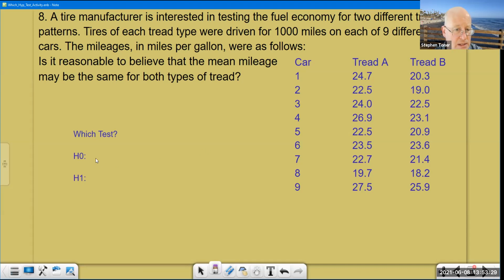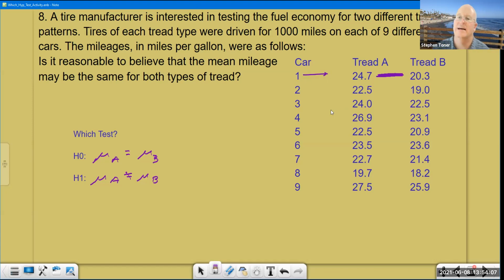Null hypothesis, mean for tread A equals mean for tread B. Alternately, it differs, not equal to. So we definitely have 2 means here. Now the question is, which type of test is it? Now, because we have 9 different cars, this is a paired t-test. Both of these first 2 numbers on the top row are related to each other. They're dependent upon each other because they come from car number 1.